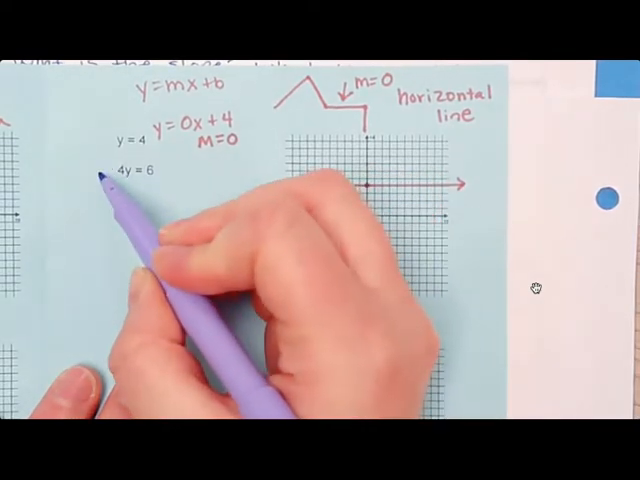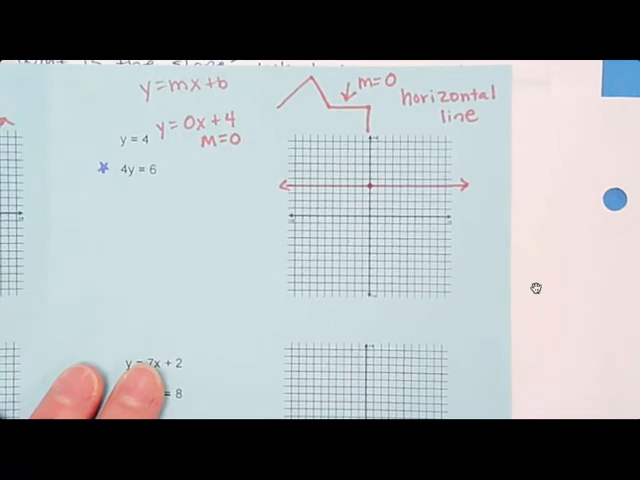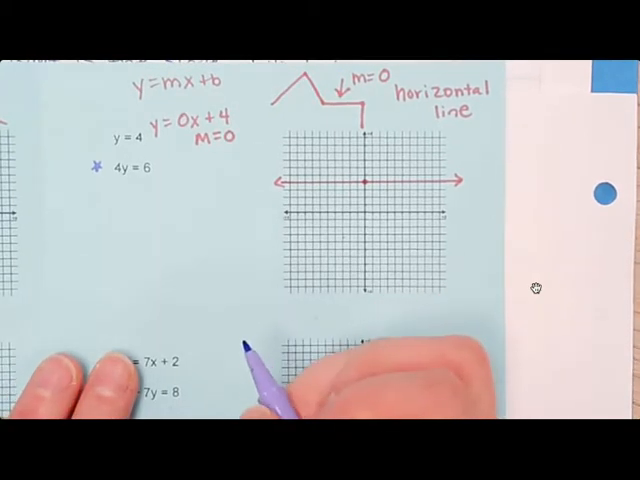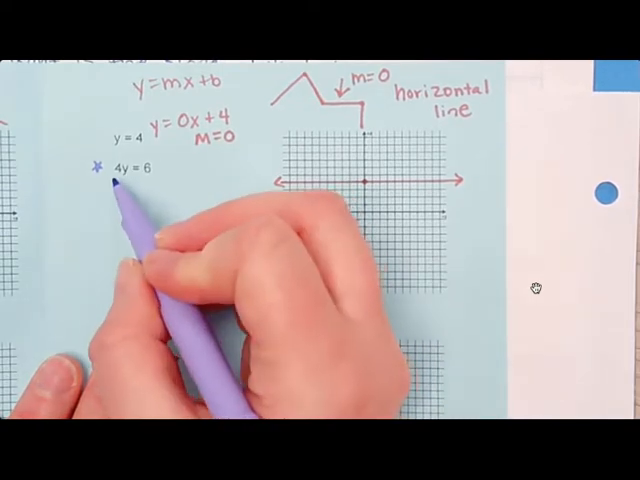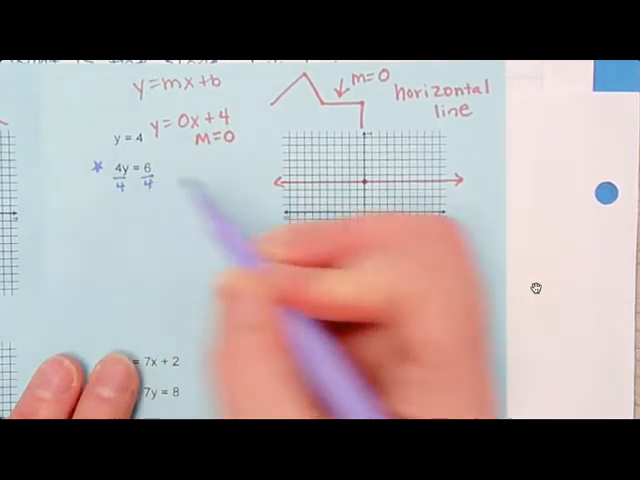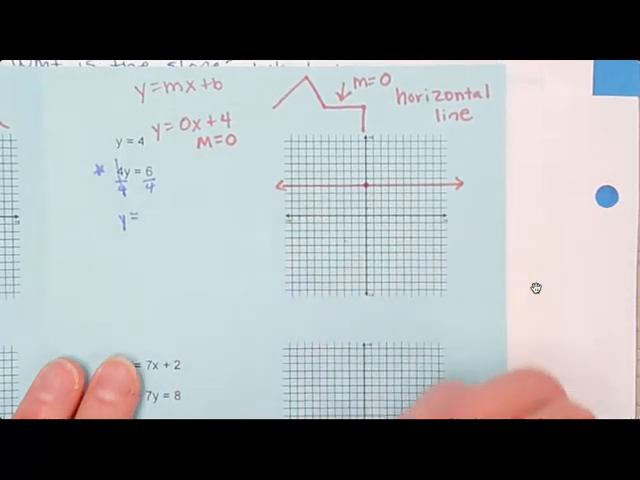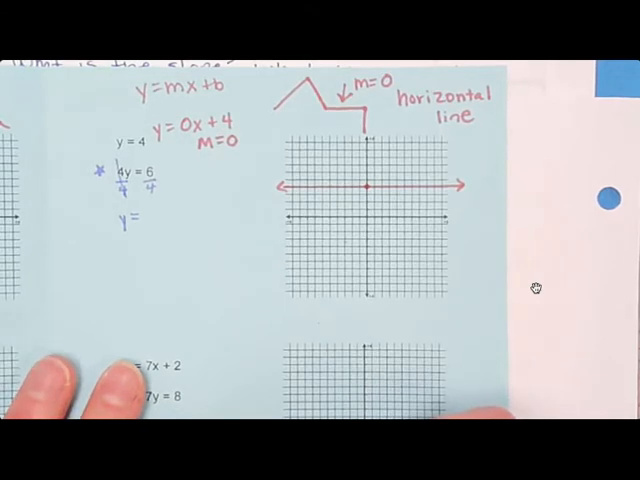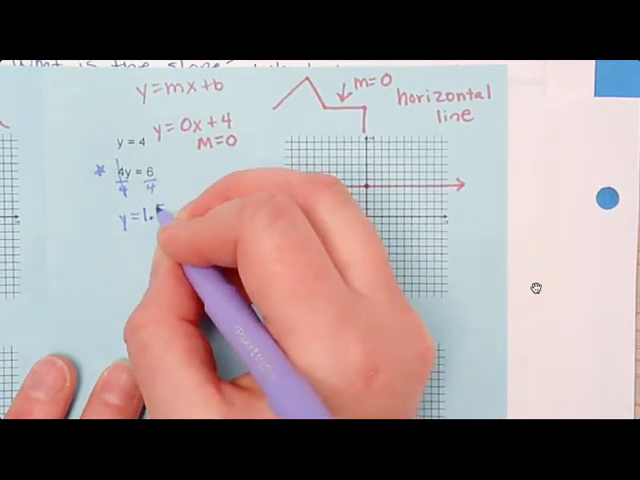Okay, the next one I'm going to do in purple. So 4y equals 6. This doesn't say y equals. So how do I get it to say y equals? Divide by 4. So y equals, I'm going to go ahead and find 6 divided by 4. What is 6 divided by 4? Is it a decimal? It's a decimal, yeah. 1.5.